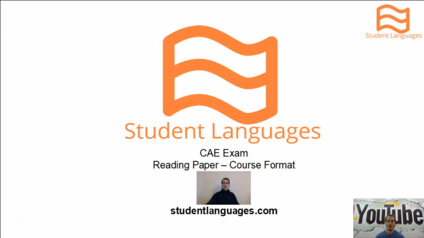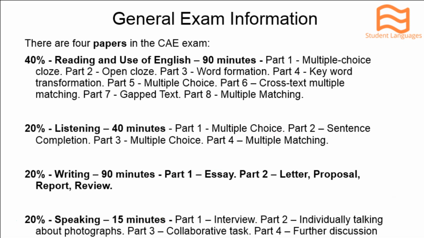In this lesson we're going to be focusing on the course format of the reading paper. So firstly, let's have a look at some general information about the exam. There are 4 papers in the C1 Advanced or CAE exam, but really there's about 5 sections, because this first paper, the Reading and Use of English, is effectively 2 different sections.